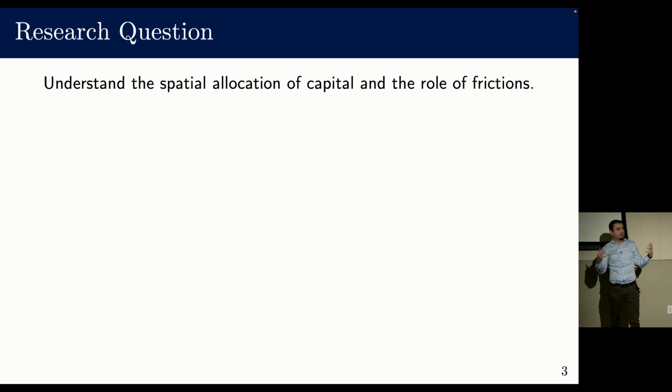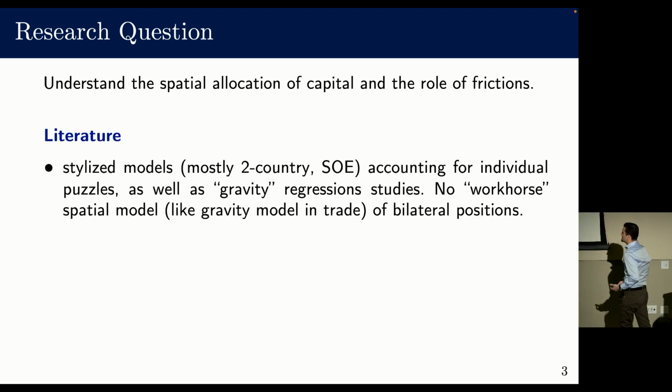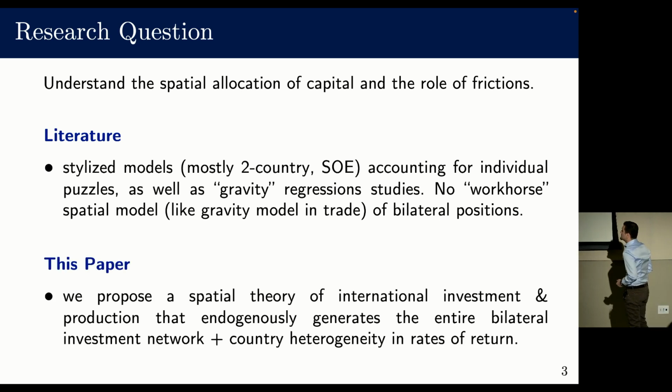So in this paper, basically, we want to take a bird's eye view of this entire literature. We're trying broadly to understand the spatial allocation of capital across countries with a particular emphasis on the role of international investment frictions. When we look at the current literature in international macrofinance on these topics, we basically find mostly stylized models: two-country, small open economy. We also see a bunch of empirical studies that try to correlate international investment positions with a bunch of explanatory variables. What we don't have in the international macrofinance literature is a workhorse spatial structural model, like the gravity models in international trade. And so that's exactly what we strive to contribute in this paper.